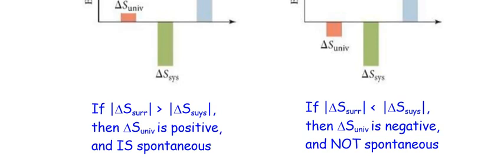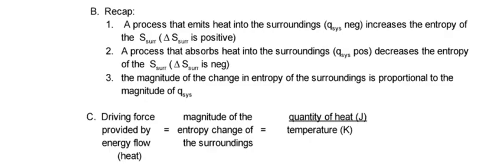So I wrote then, if the absolute value of the change in surroundings is greater than the absolute value of the change in system, oops, I spelled system wrong, didn't I? Then the universe is positive, it is spontaneous, and the opposite is true over here. Let's go on to the next page. All right, so let's recap this. A process that emits heat into the surroundings, this Q is negative, increases the entropy of the surroundings.